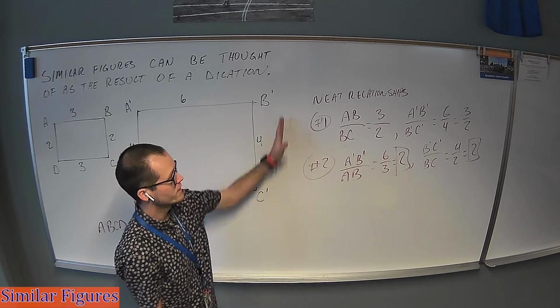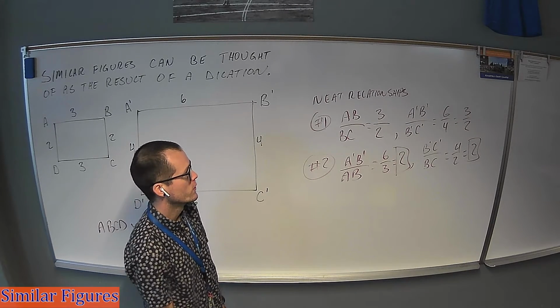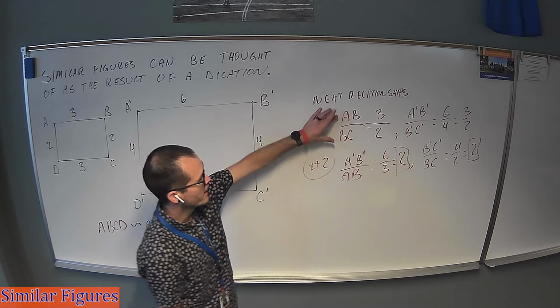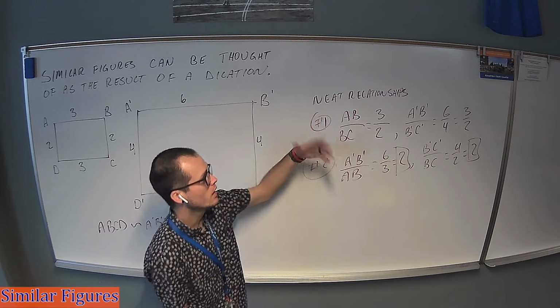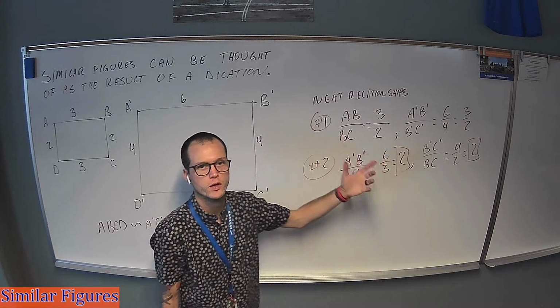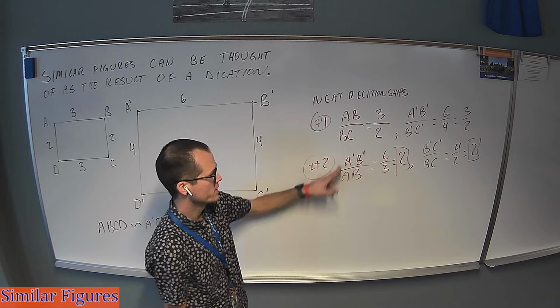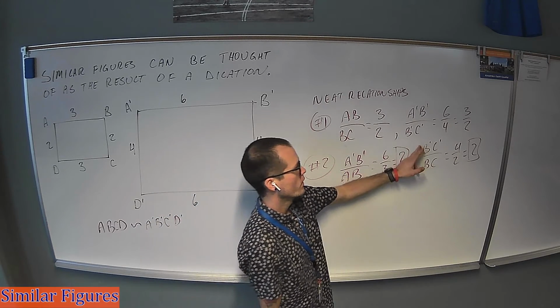The only thing about these neat relationships that can get people in trouble is when they mix things up. So for example, if we did AB over BC, and we're like, oh, that must be the same thing as B prime C prime over A prime B prime. Well, that doesn't work because you flipped it inadvertently. Or like down here, because we have the primes on top and the originals on the bottom, prime on top, original on the bottom.